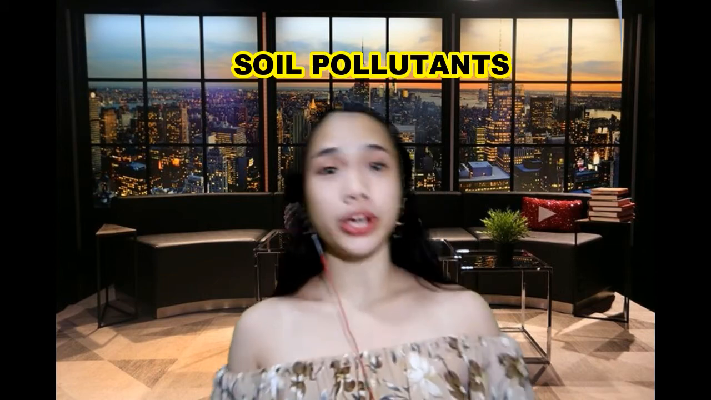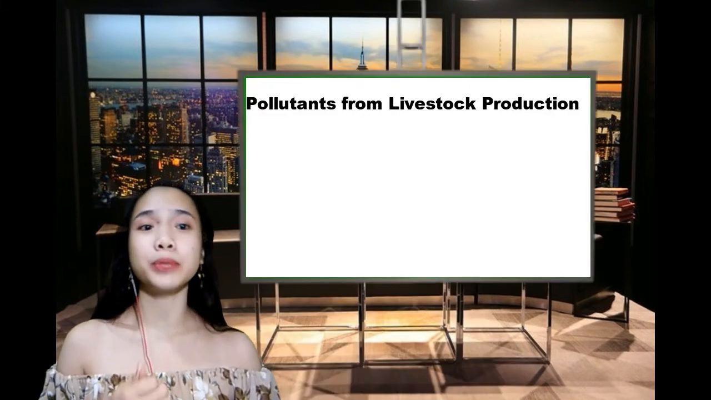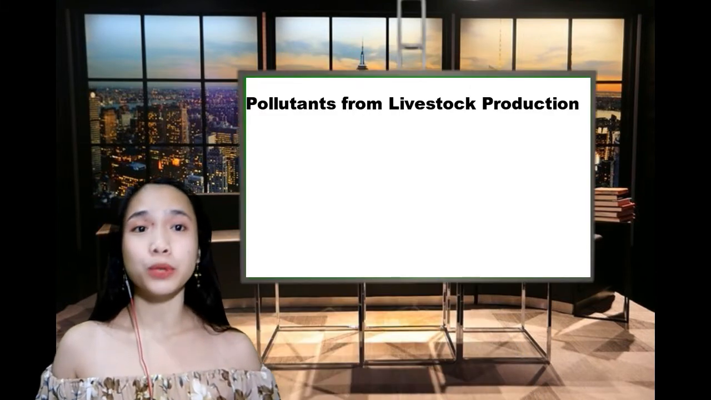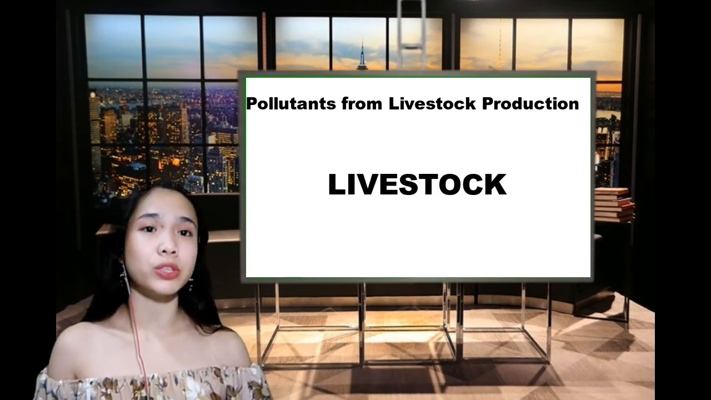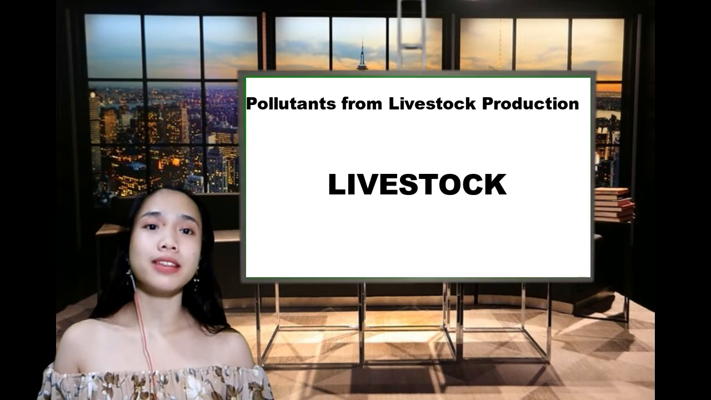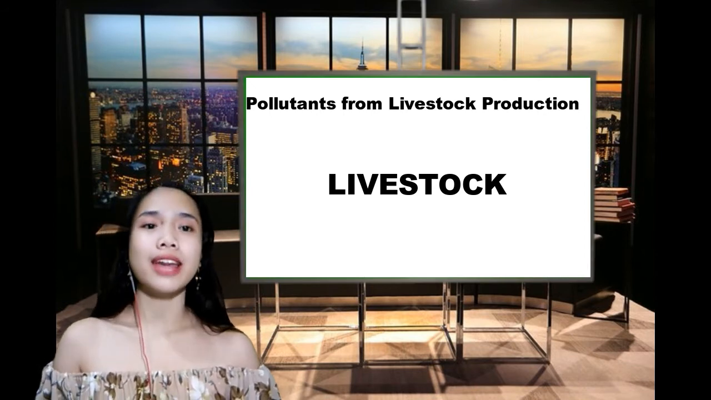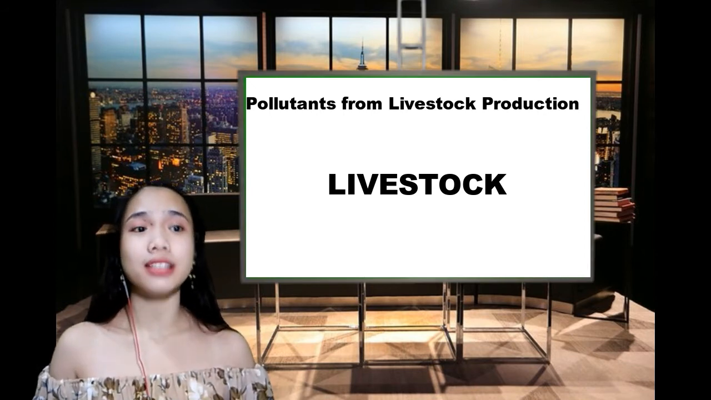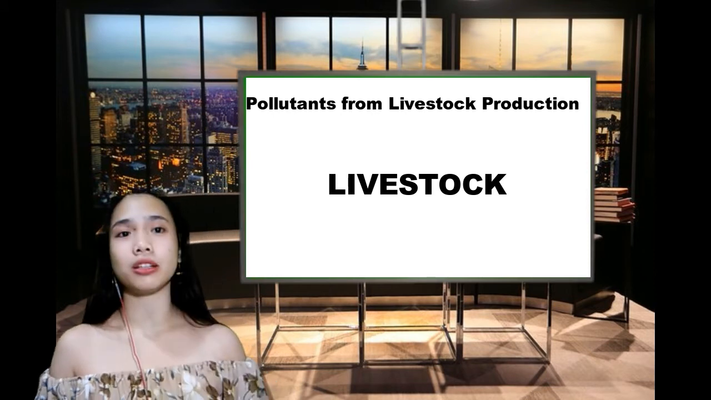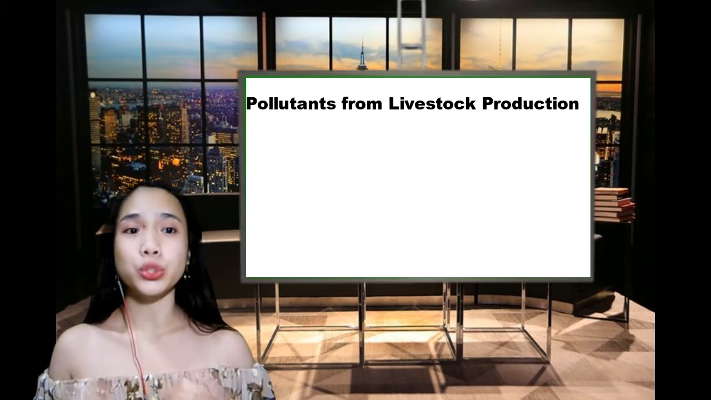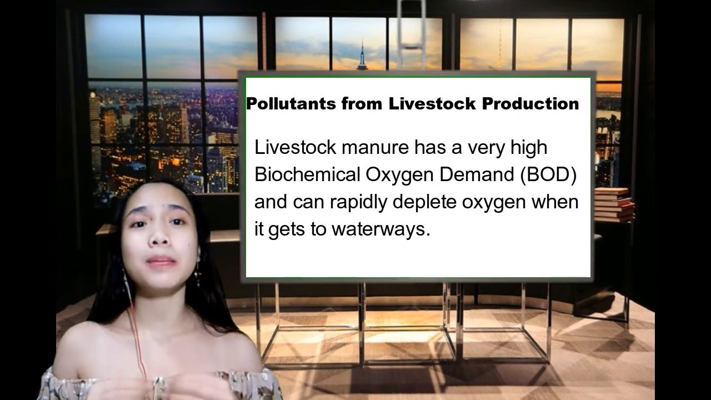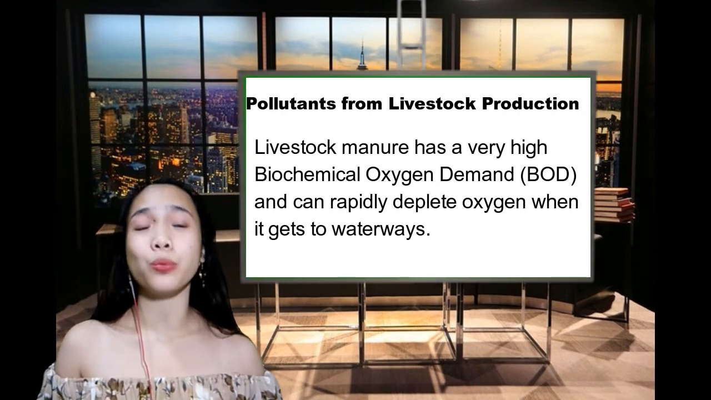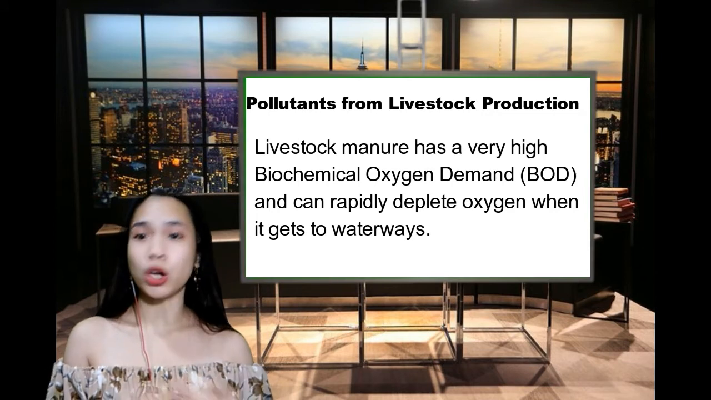So, simulan na natin. Let's start with soil pollutants. So, first, we have pollutants from livestock production. Livestock is actually a process or practice in which you raise animals in agricultural settings. And this practice generates significant amounts of environmental pollutants. Livestock manure has a very high biochemical oxygen demand, so it depletes oxygen rapidly when it gets into water as waste.